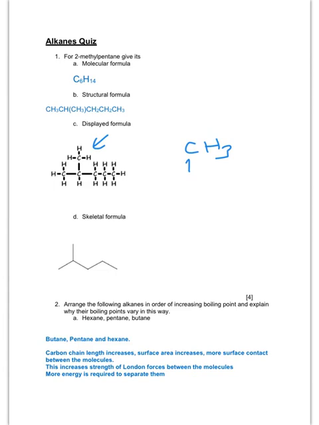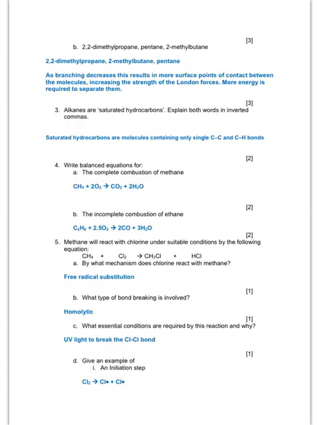For question 2, we're looking at boiling points, and we just want to first of all arrange those alkanes in order of increasing boiling point. So first of all, we start with butane, followed by pentane, and then hexane. And the reason why is because, of course, butane's only got 4 carbons, pentane's got 5, and hexane's got 6. So the carbon chain length is increasing, which means the surface area between those molecules increases. So we have more surface contact, which increases the strength of the London forces between the molecules, which requires more energy to separate them. So it's really important that you always link that to the strength of London forces and the energy required to separate them.